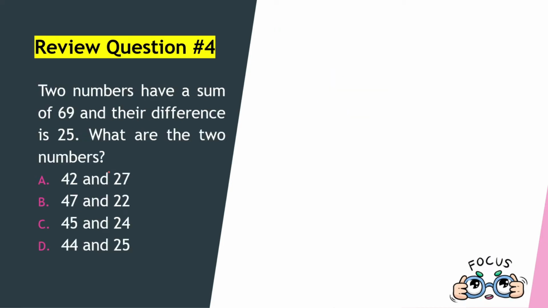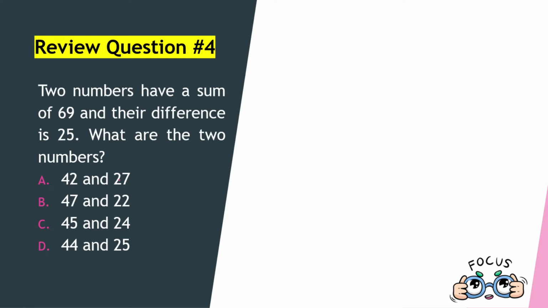Number 4. Two numbers have a sum of 69 and their difference is 25. What are the two numbers? A, 42 and 27, B, 47 and 22, C, 45 and 24, or D, 44 and 25. Again, we can do the backward method by simply using the statements itself and the choices. That is our idea for solving this without doing any equation. Okay? So, first, 42 plus 27, let's get the sum. The sum should be 69. And when we subtract, it should be 25.